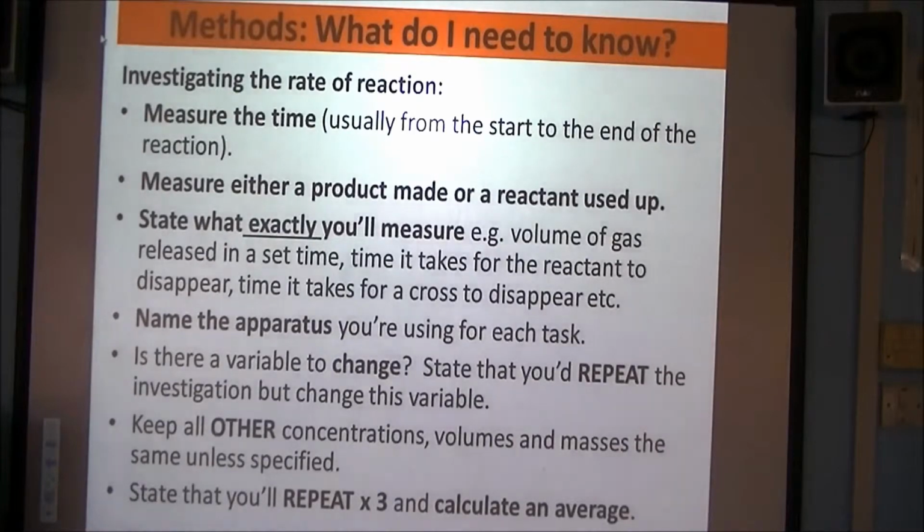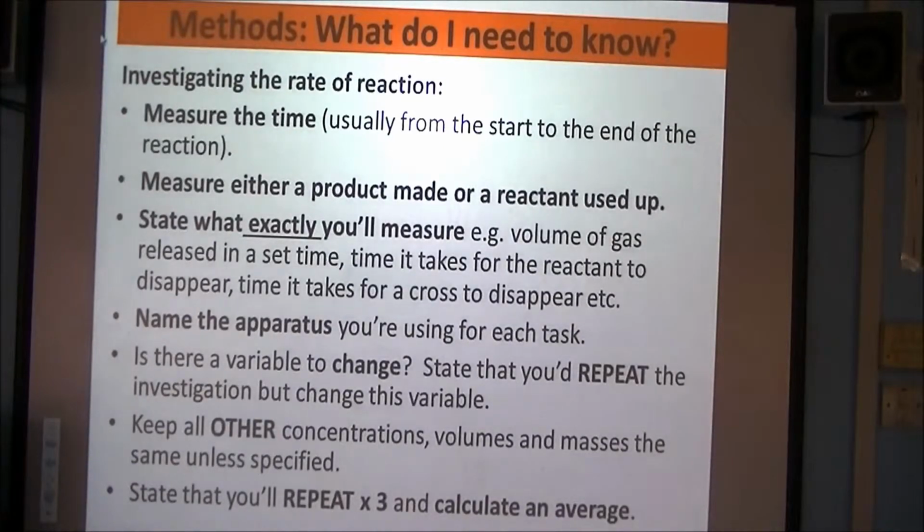So the first thing you need to state is what are you going to measure, exactly how are you going to measure it, in order to make sure that you've got enough data to work out the speed. Make sure at each stage you name the apparatus correctly. Apparatus, they use that word a lot in the exam. You just need to think the apparatus means equipment. Okay, which practical bits of kit am I going to use?